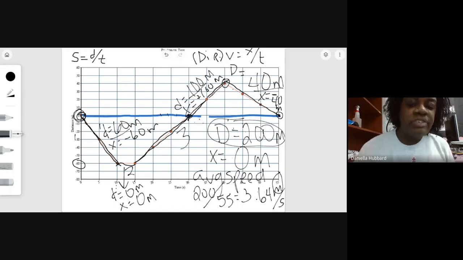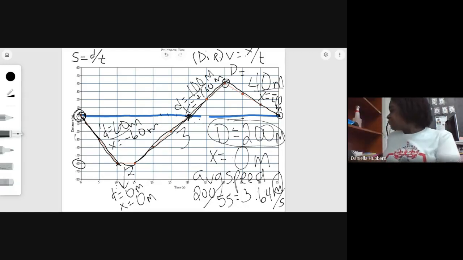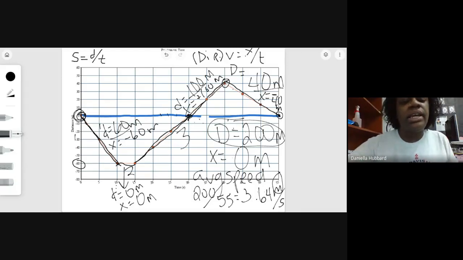If they ask for average velocity, we use displacement, which is the x, and that would be 0 over 55 seconds, which would be 0 meters per second. And since we ended where we started, we don't have a direction in our answer, and that's for overall. If they want specific speeds and velocities, like at different time segments, then you look at how much time has passed between those time segments and the distance, and you do the same calculation.